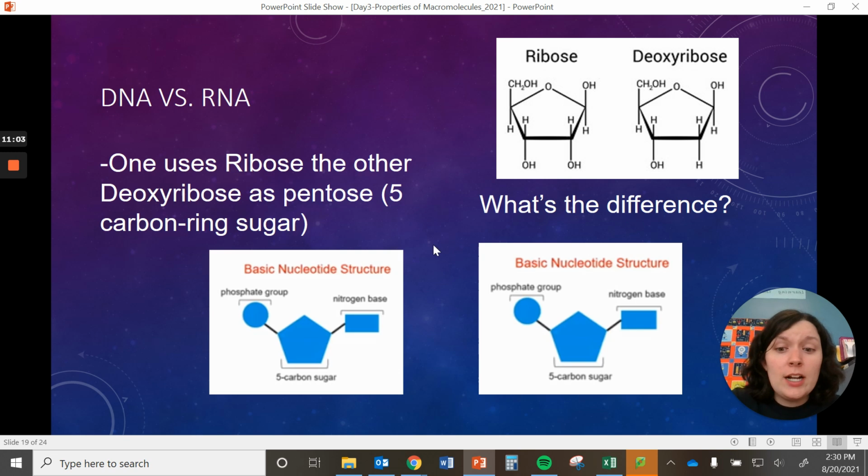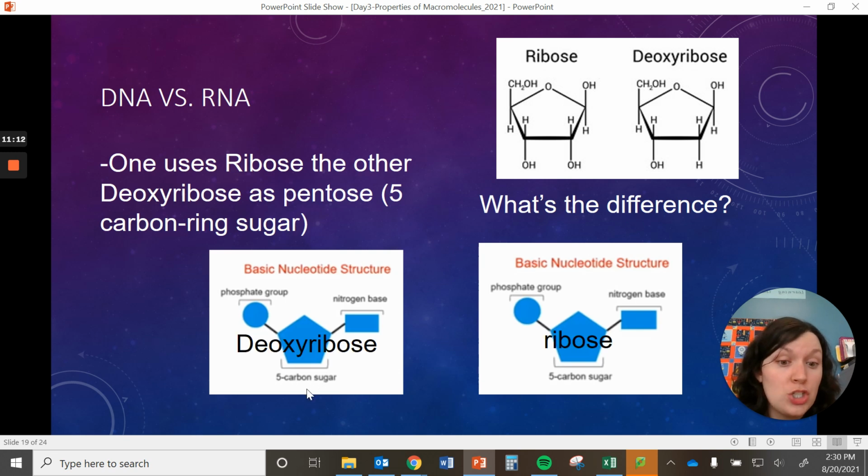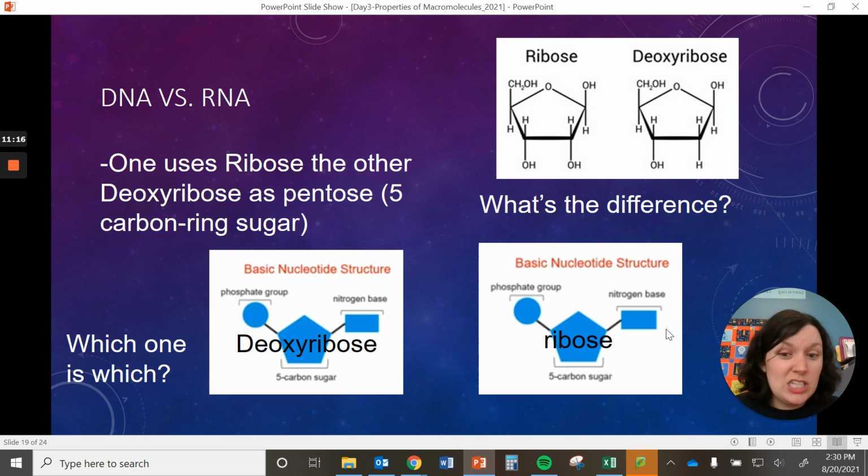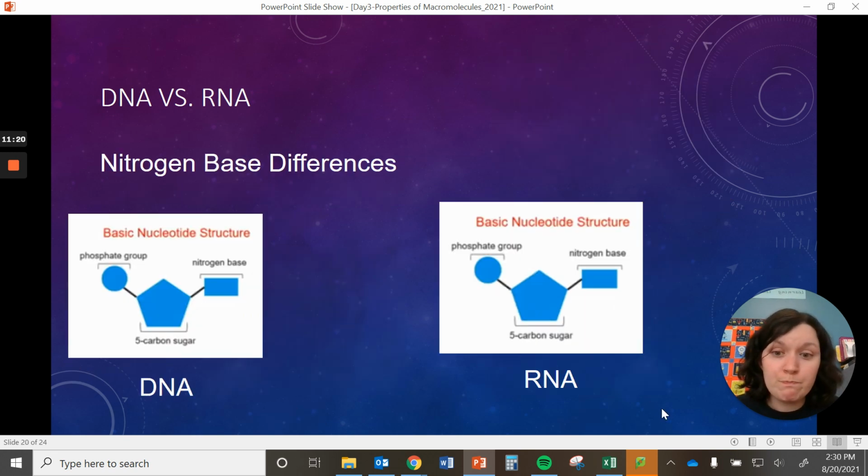Okay, so here again is the basic structure of our nucleic acids. So they would all have the phosphate group, but the 5-carbon sugar is going to be different, deoxyribose and ribose. So which one's RNA and which one's DNA? Our DNA is the deoxyribose and our RNA is the ribose.